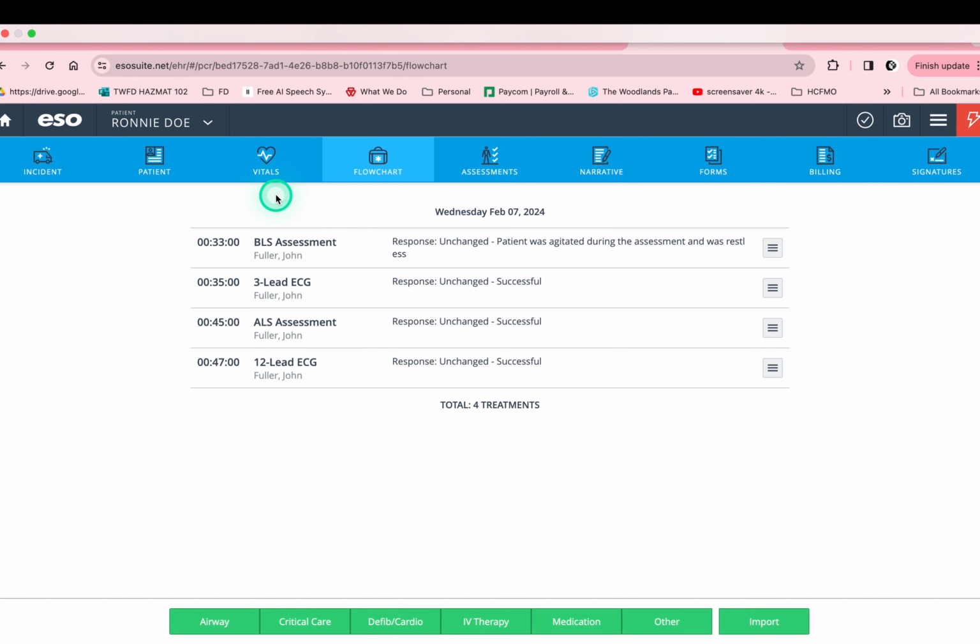Flow charts. Again, we did assessments on the patient. Let's document when we did these. Flow charts are really important. They help with the flow of the incident, how the call went. On here, document what we did, what time we did it, and what the response to treatments was. So they're calling them treatments. That's just how it is. Again, this patient was real basic. This was a refusal.